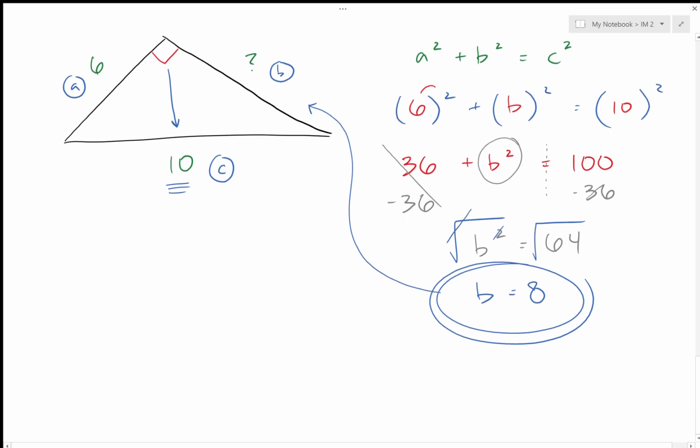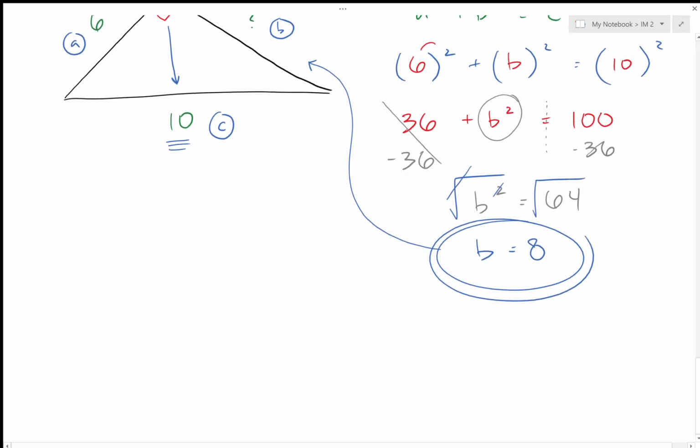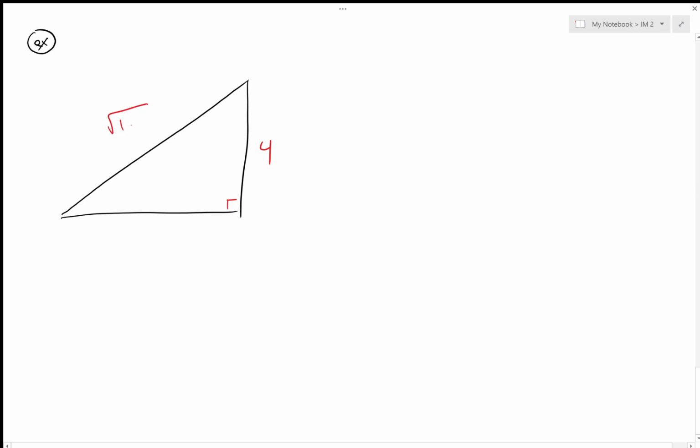Let's go ahead and try one more here. So, again, always have to be right triangles. So that's that. Let's call this 4. Let's call this square root of 101. And then my question mark or my X down there at the bottom.